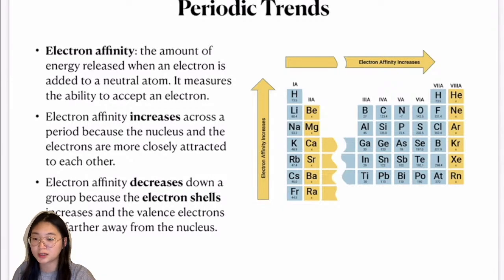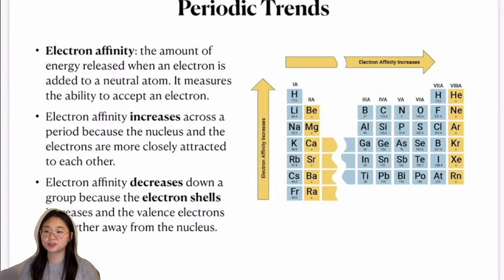When an atom acquires or captures an extra electron, it releases a certain amount of energy, and that energy is called electron affinity. So that's the amount of energy released when an electron is added to a neutral atom. Okay, so electron affinity also measures the ability to accept an electron.